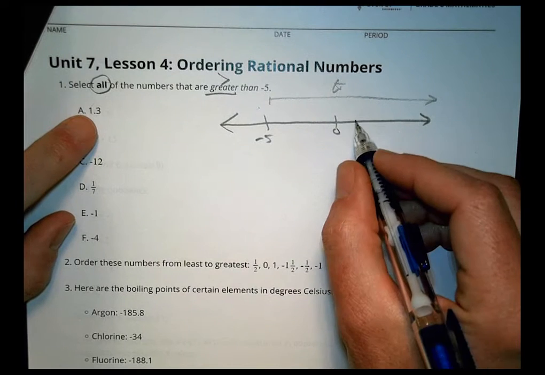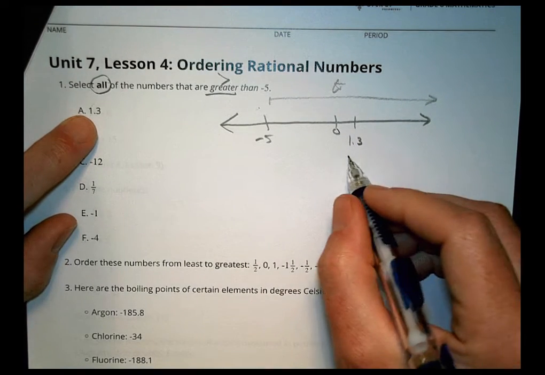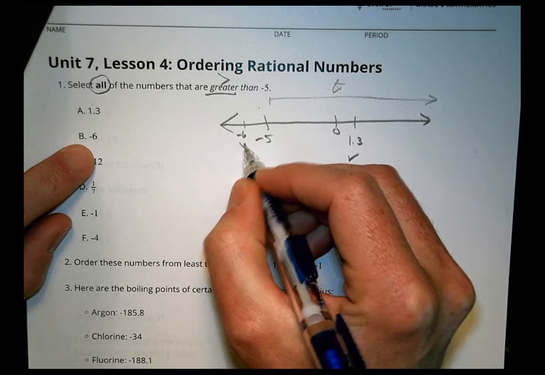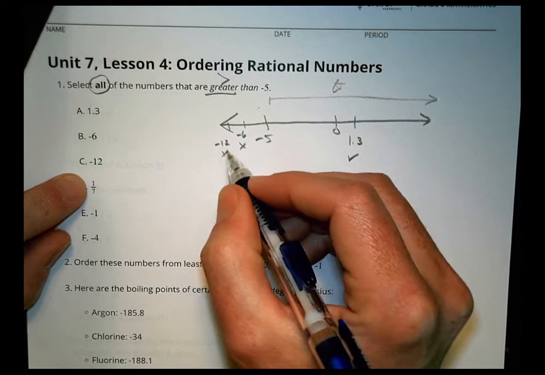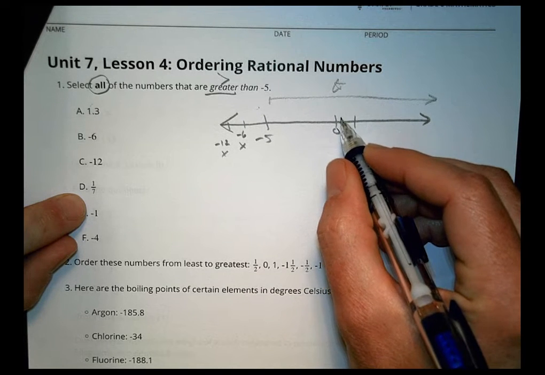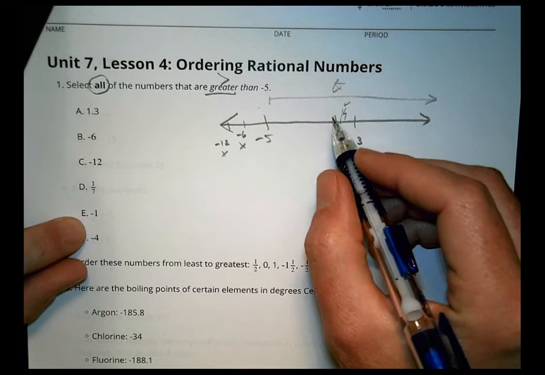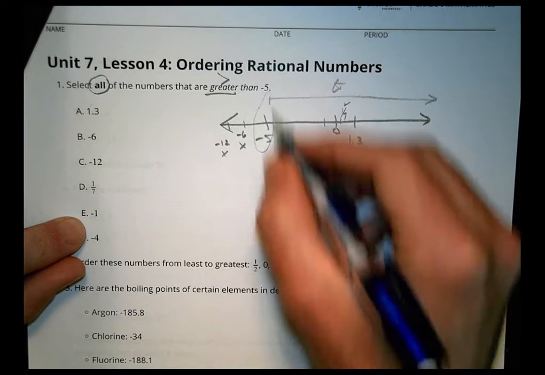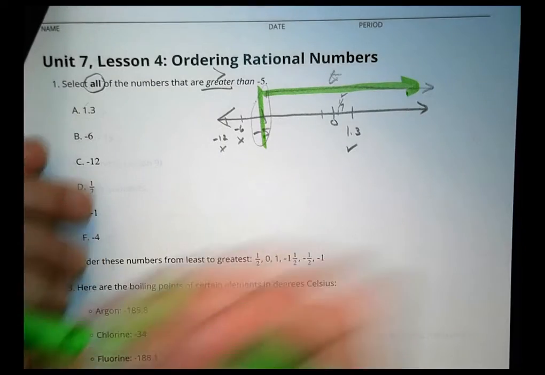So 1.3, we'd put that somewhere over here, right? So that's where we'd place that, so that definitely is going to be greater than. Negative 6 would be on this side, that one's not going to work. Negative 12 would be over here, that's not going to work. 1/7, it's a fraction, so it's between 0 and 1, so we could put it over here at 1/7, that's just fine. Negative 1 is here, and even though it's negative, it's still to the right of our cutoff point there, right? So everything over here is going to be just fine.